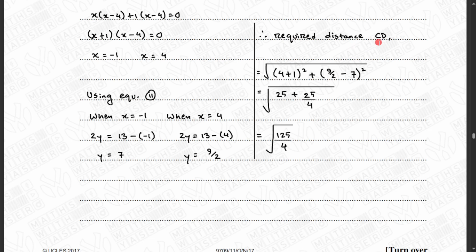So for the required distance, we can use the formula square root of x2 minus x1 whole squared plus y2 minus y1 whole squared. So we have the coordinates now. The coordinates are minus 1, 7 and 4, 9 over 2. So that will be 4 plus 1 whole squared plus 9 over 2 minus 7 whole squared. And that gives us 25 plus 25 over 4. Since we are told that we need to express this in this format where P and Q are integers, the final answer would be square root of 125 over 4.